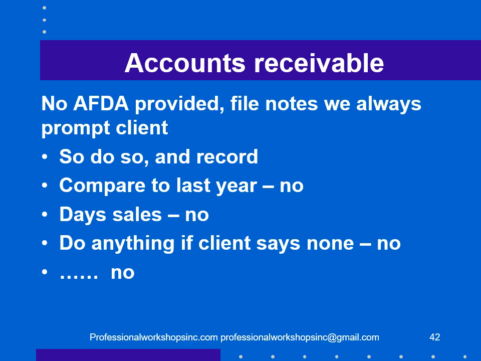Now, this year, there's no allowance for doubtful accounts provided. And we look in the file and we go, oh yeah, we always have to prompt the client. They always forget. So we phone or email the client and say, hey, you forgot this. They go, oh, sorry, forget that every year. Here's the number. We take it, we make a journal entry, we talk to the client. Do we compare it to last year? No. Do we do days sales or some kind of analytical? No. If the client says, oh, I don't need anything this year, do we do anything? No. We just write down, asked, they said they didn't need anything, don't do any work. No, no, no.